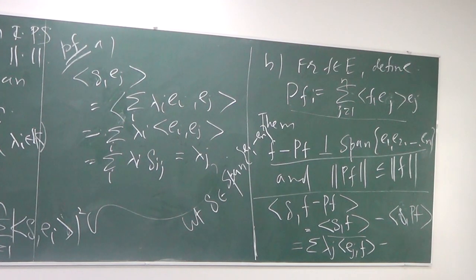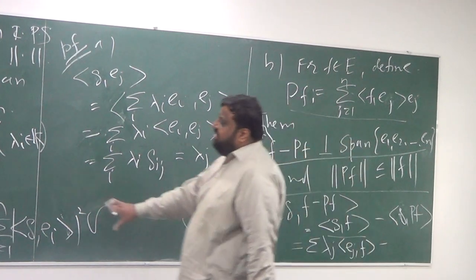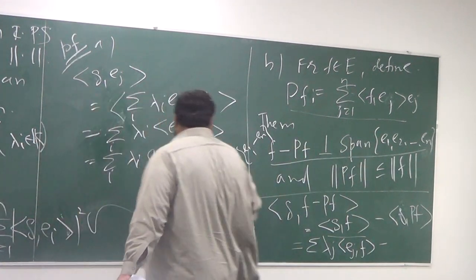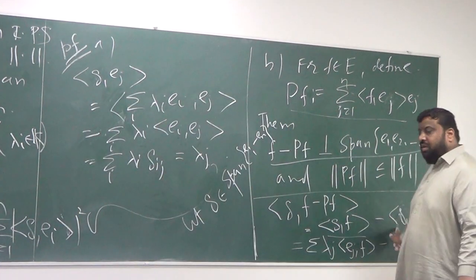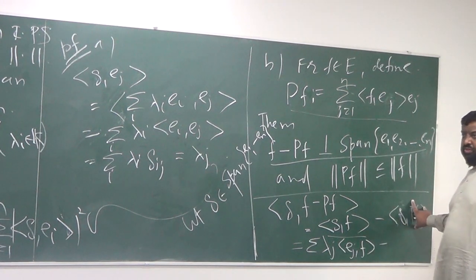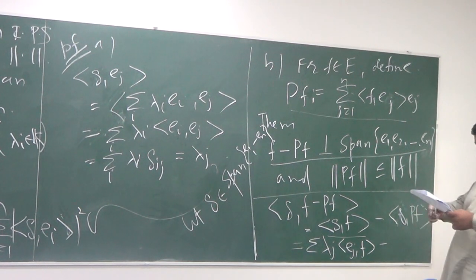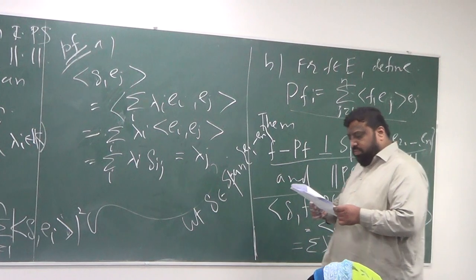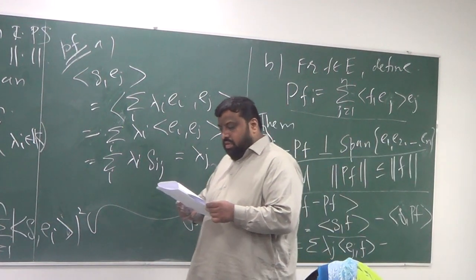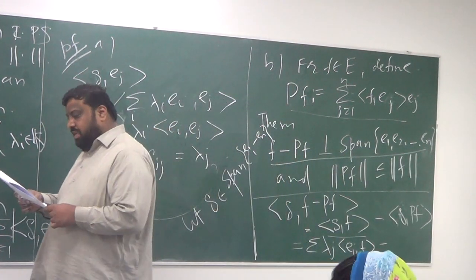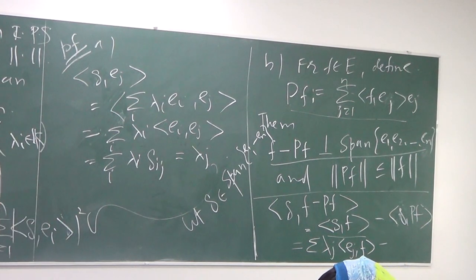Jth component. So what do I have to do? I have to take this series and substitute it here, for example. I have to take the series and substitute it here, and probably do double linearity. But interestingly, his argument is a bit different. Fej is the same as Fej.